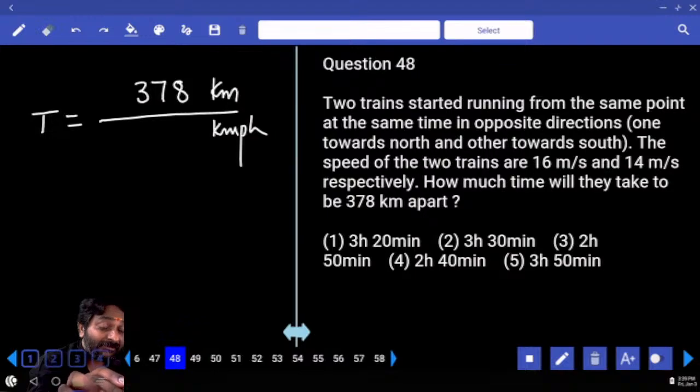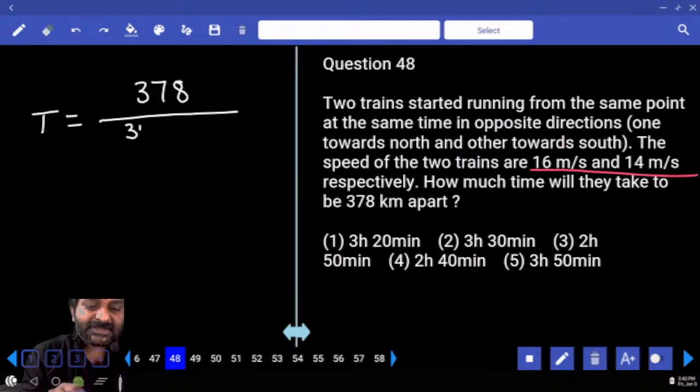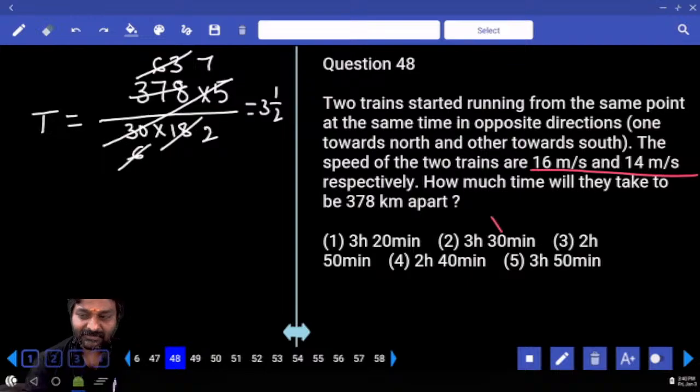So we need to get the answer in terms of hours, correct? So speed must be in kilometers per hour, but the mentioned speeds were in meters per second. Okay, now in what direction are they moving? Then relative speed is s1 plus s2, 16 plus 14, 30 meters per second, converted to kilometers per hour, 18 by 5, which comes to 108. Got it? 378 by 108 is 7 by 2, 3 hours 30 minutes.